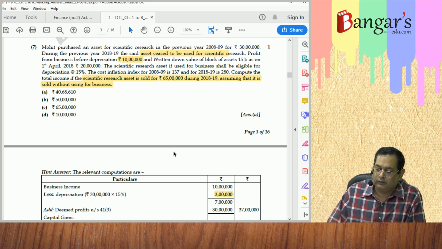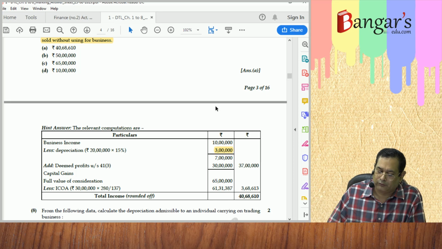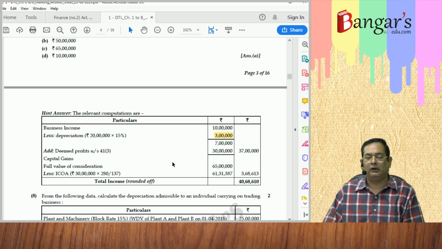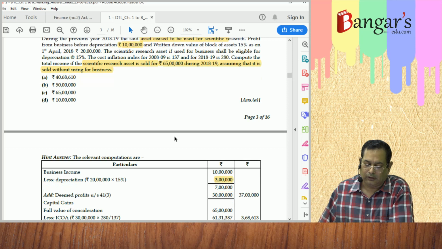And in case the asset which has been used for scientific research is sold without having been used for the purpose of business, to the extent of the deduction which has been allowed under section 35(1)(4), that is here the entire cost of the asset will be deductible. Therefore, as per the provisions of section 41(3), the same will be treated as profits chargeable to tax, and capital gains will be computed separately on sale of such assets. The asset is sold for 65 lakh rupees. Capital gains will be computed separately on the same.